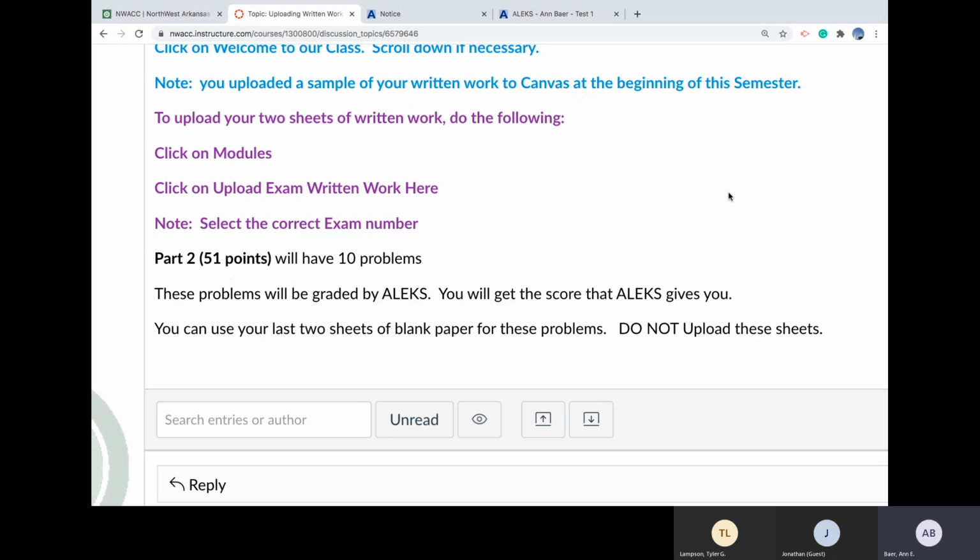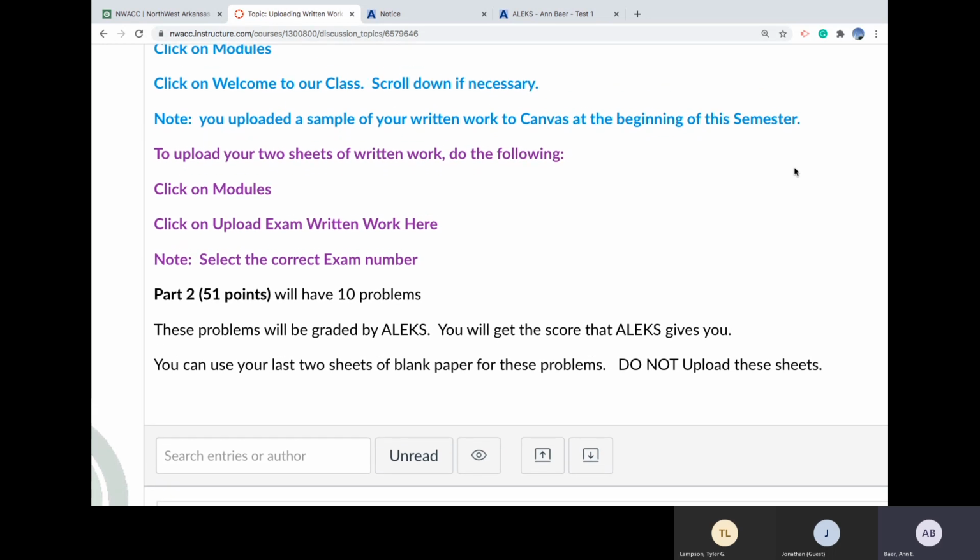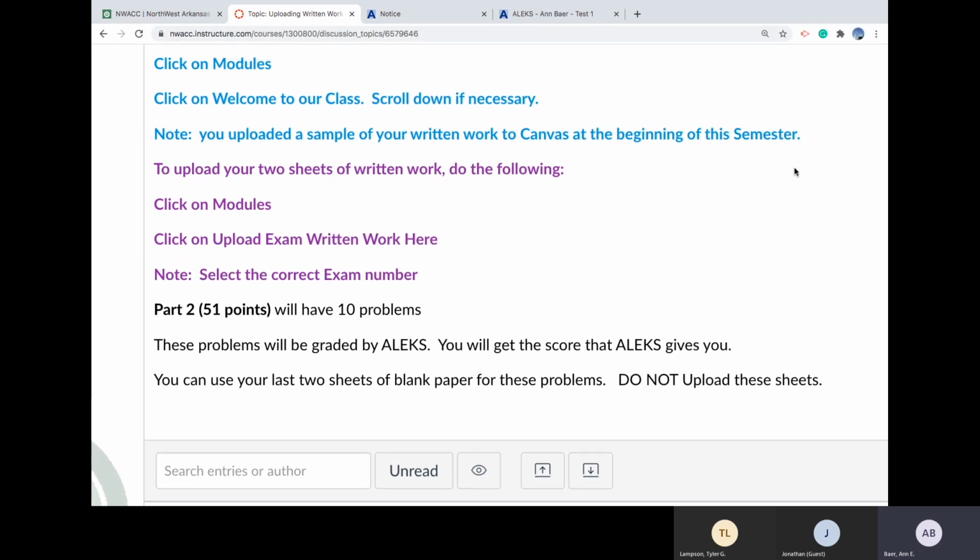2 of them you're going to use for uploading your written work. The other 2 you're going to use for scratch paper for the last 10 problems. And then you've got the 1 sheet of paper that you can use to write down, how do I take a test? So we've got that.